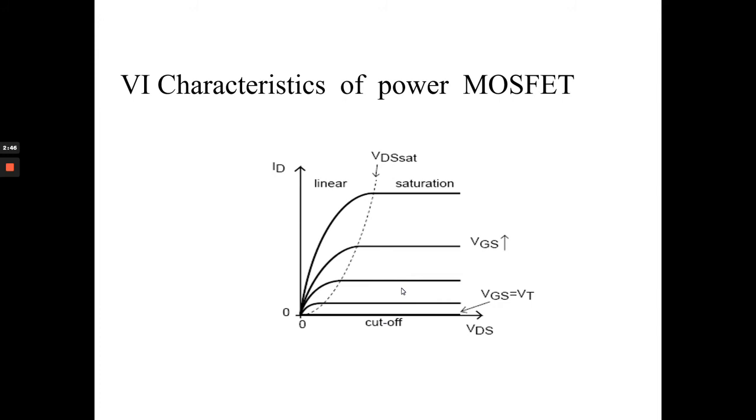And above threshold voltage, drain current starts to flow. After certain value of VDS, drain current remains constant. This voltage is called as pinch off voltage and it is shown by dotted line. Here graph is shown for VGS1, VGS2, VGS3 and VGS4. After certain value of VDS, drain current remains constant. This is the VI characteristics of MOSFET.